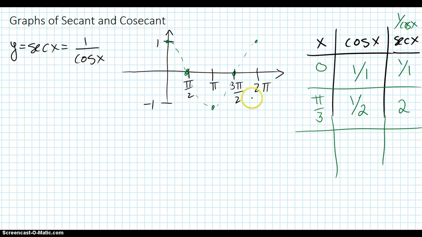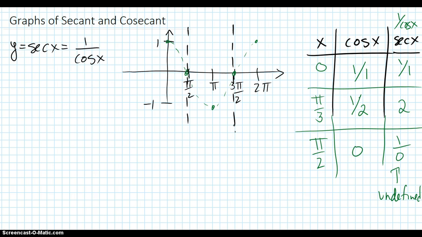Try one more, pi over 2, just 3 that are easy. Cosine is 0. Well, 1 over 0, what is that? Well, that is undefined. That doesn't even exist. So I'm going to start with the undefineds, because I know that if I have a 0, it's undefined. So right there, that's where the asymptotes are going to be.